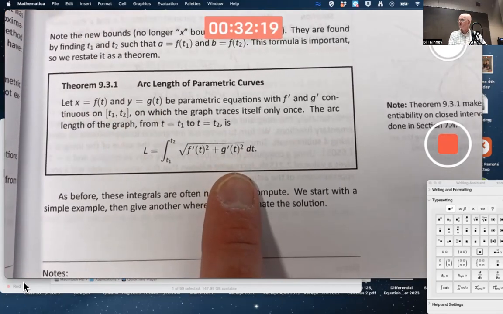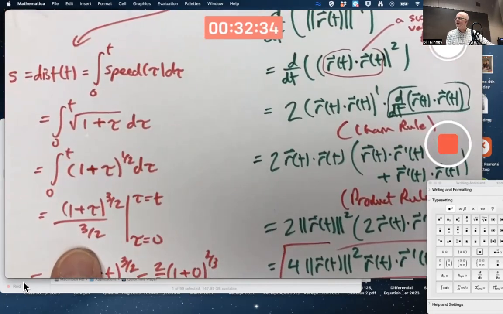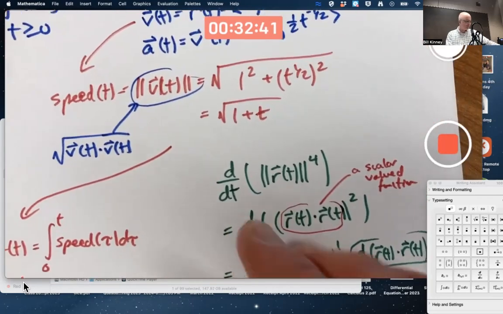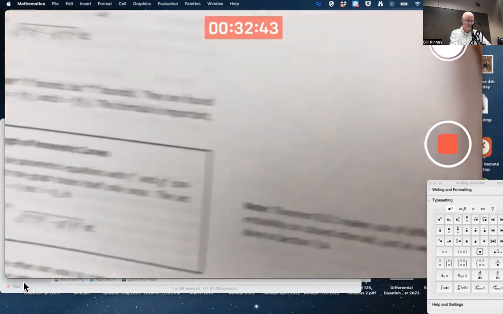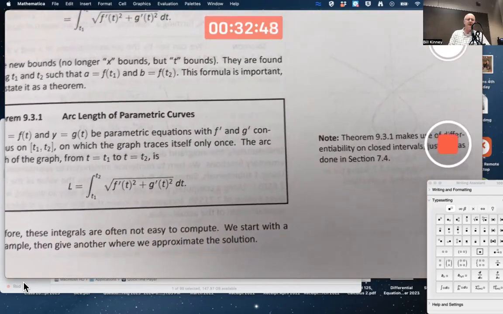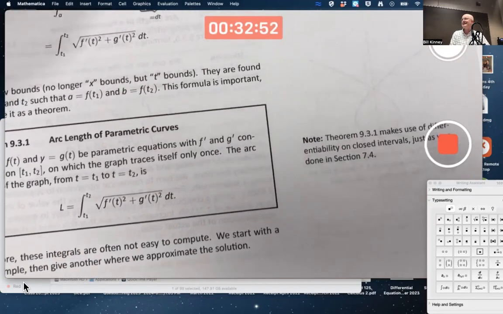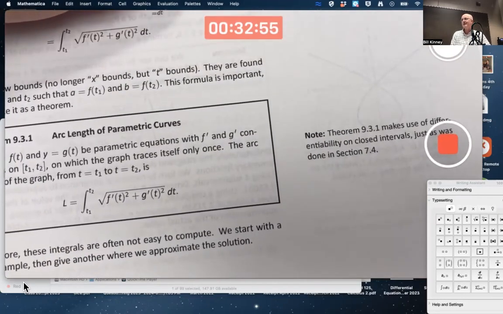Oftentimes these integrals are hard to do. Sometimes they're easy. The example we did was not too bad. You should be able to do one at that level of difficulty. Sometimes these kind of integrals involve trig substitutions from Calc 2. I don't know if you remember trig substitutions from Calc 2. Actually, in my Calc 2 classes, we've just been doing that recently. They're hard problems typically.